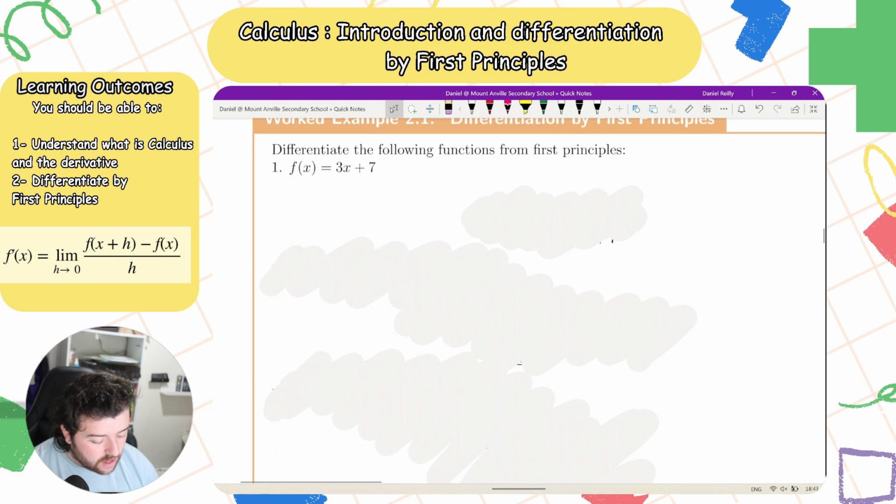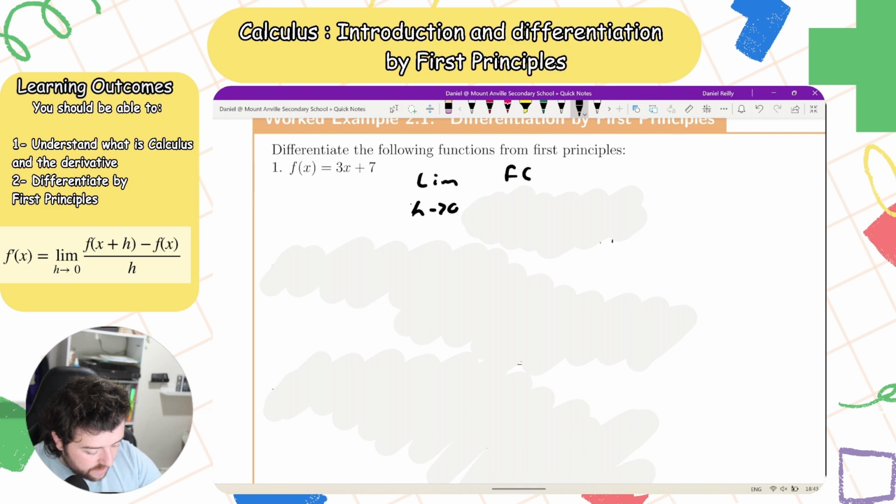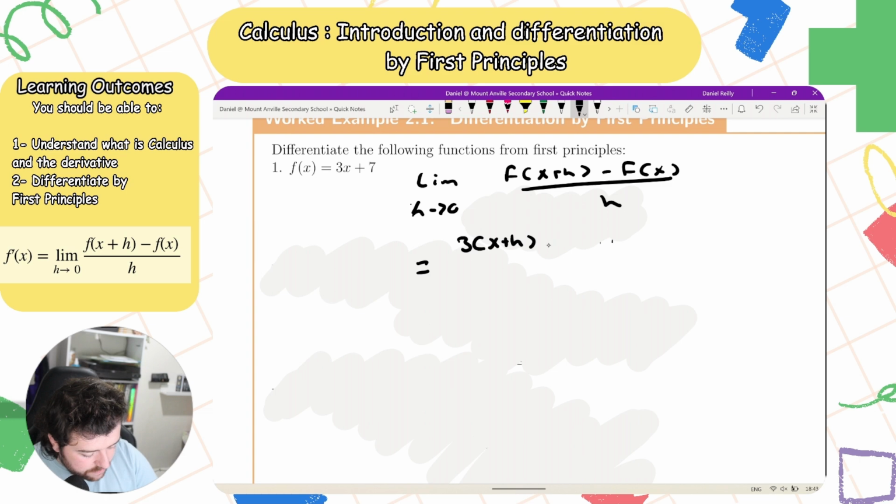So differentiate the following function from first principles: 3x plus 7. So I have the limit as h goes to 0 of f of x plus h minus f of x, all over h. Let's evaluate this now. For f of x plus h, wherever I have an x, I'm putting in x plus h. So 3 times x plus h plus 7 minus my function here, which is minus 3x minus 7, all over h.